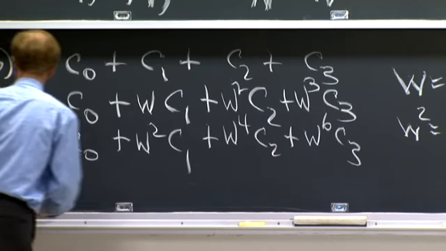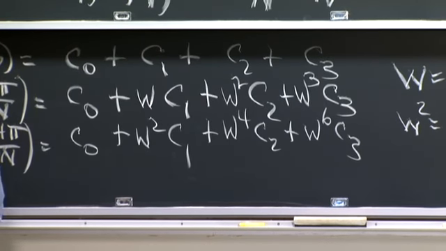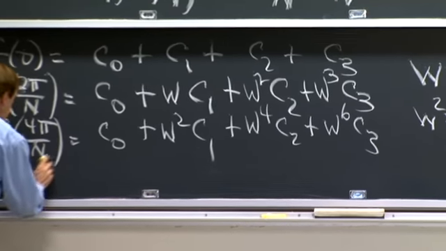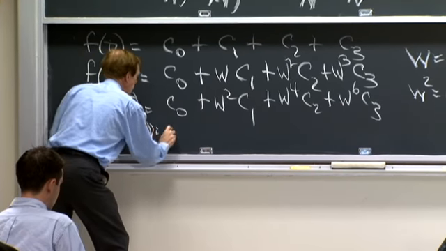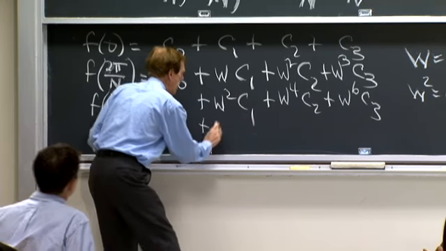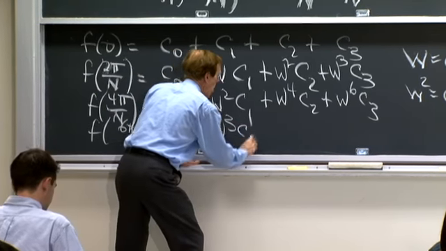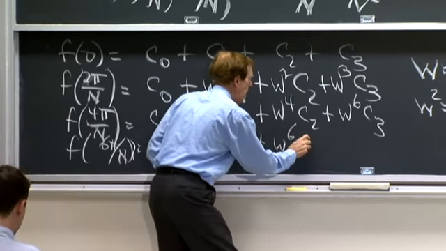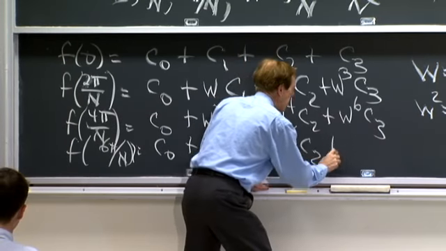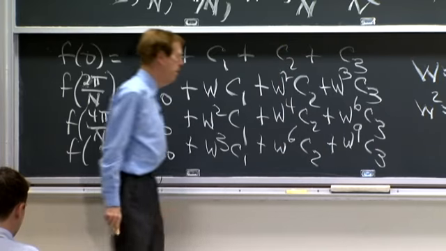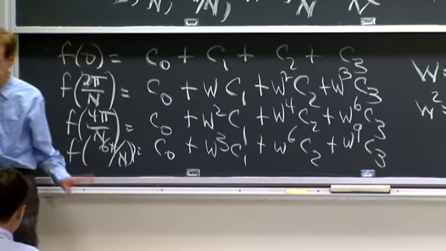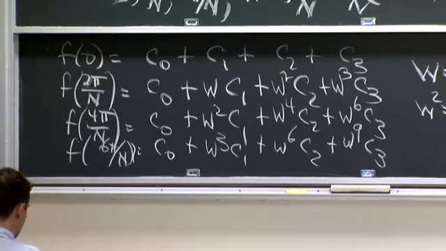And then the last row of the matrix is going to come from matching at 6 pi over n. And it will turn out to be C0, and it'll be w cubed, w to the 6th, and w to the 9th. So I did the last row or two a bit fast, just because the pattern's there and you'll spot it.